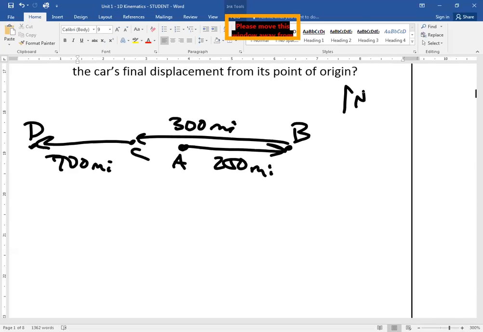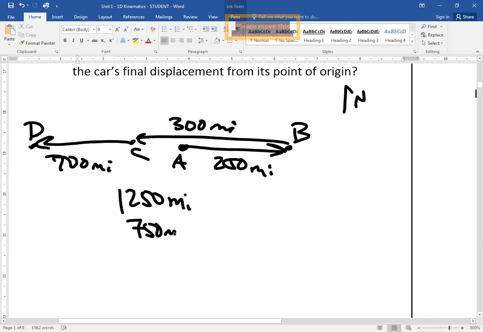Okay? So what's the distance traveled by this car? 1,250 miles. Perfect. What's its displacement from its point of origin? 750 miles west. Okay. Notice you included direction. So let me ask you this. Would it make any kind of sense, instead of writing 750 miles west, what if I did this? Minus 750 miles. Would that make any kind of sense?